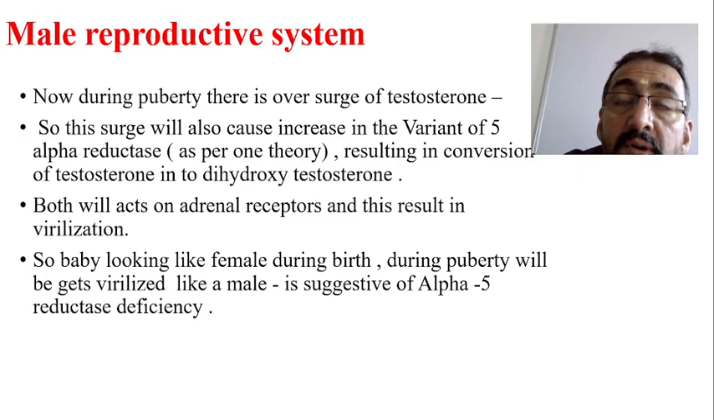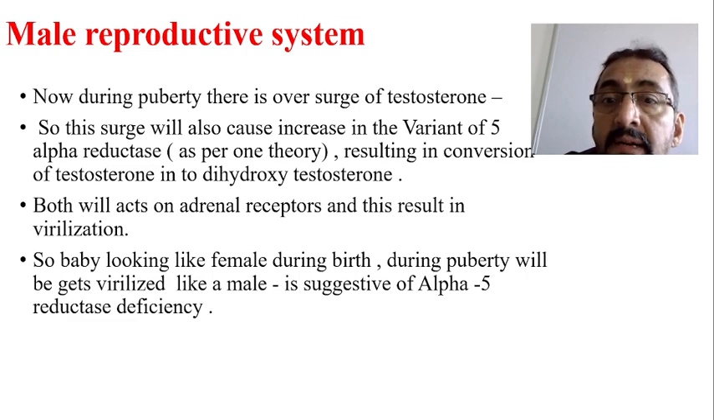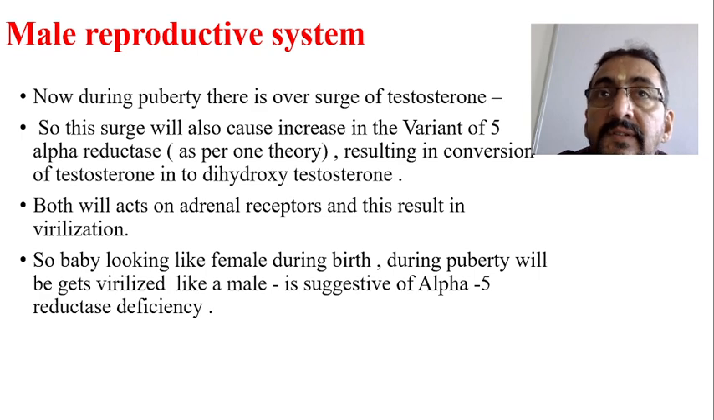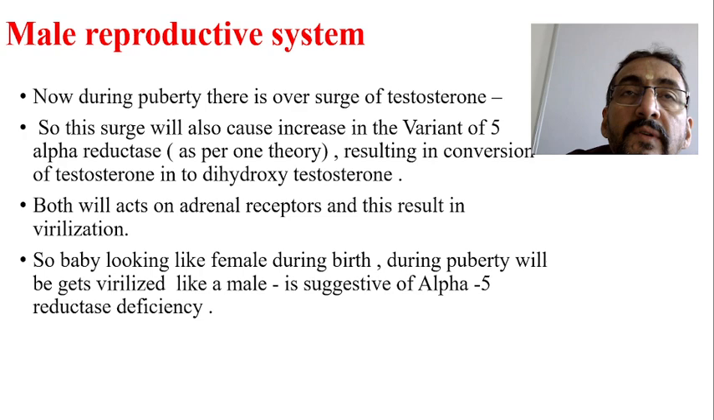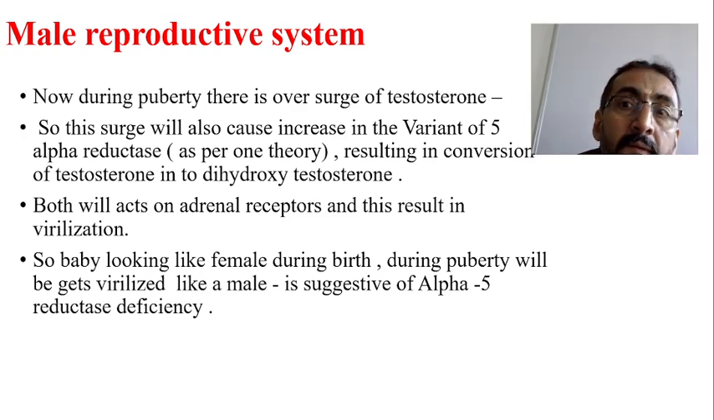Now this testosterone and this variant of 5-alpha reductase both will act on the adrenal receptors, and they result in virilization. What is the action of these hormones on the adrenal receptors, and how things take place there, we will discuss. But for the time being, just remember that both have receptors in the adrenal gland also. So they also act on the adrenal glands, and from there the androgens etc. will be produced and virilization takes place.